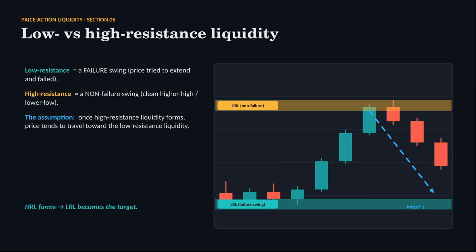Not all swings are equal. A low resistance swing is a failure. Price tried to extend and couldn't, so it left liquidity that's easy to take later. A high resistance swing is a clean non-failure move, a proper higher high or lower low. Here's the assumption traders work with. Once high resistance liquidity forms, price tends to travel toward the low resistance liquidity. In plain terms, the clean level forms and the failure level becomes the target. The market goes to collect the easy liquidity.